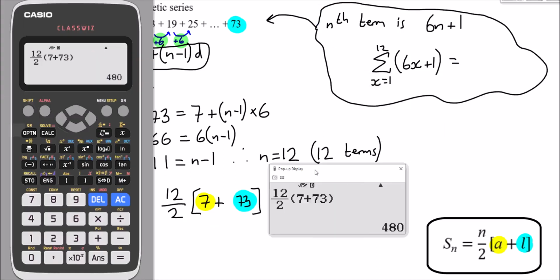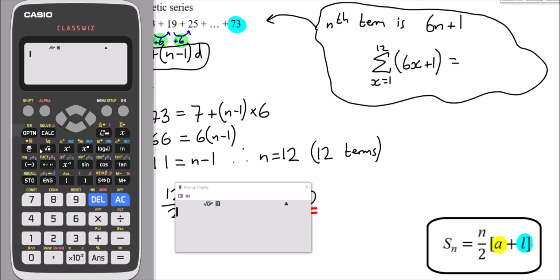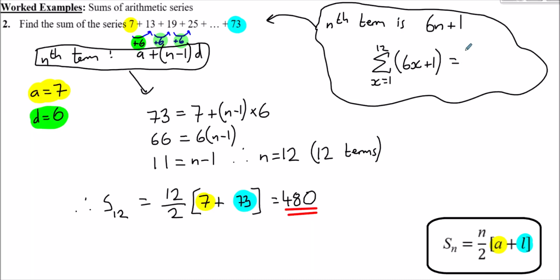So it's just good to have a bit of versatility in terms of tackling these questions. If we can do it more than one way, that's got to be better, yes? So shift this to get the sigma notation in. So 6x plus 1 is our x term, because the calculator uses x rather than n, but fair enough. Go from 1 up to 12, press equals, and there you have 480 again. So the same result, just a different way of doing it using the calculator.